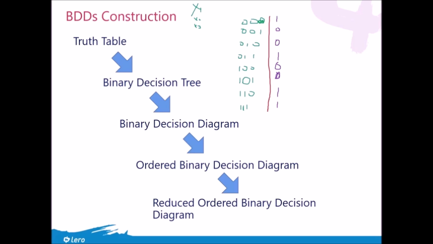So again, we have our 3 variables, and 2 to the power of 3 means there are 8 different options. It's represented here by the truth table. So in our decision tree, we're going to need 2 to the power 3 minus 1, which equals 7 nodes.